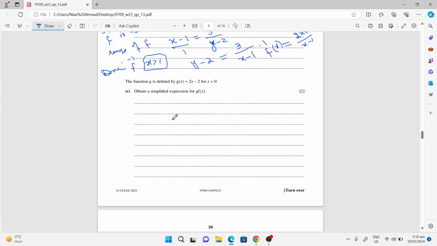So the next one: the function g is defined by g of x equals 2x minus 2 for x greater than 0. Obtain a simplified expression for g f of x. This is a composite function. Just put f in g. How do we solve this for g f of x? You put f in g.